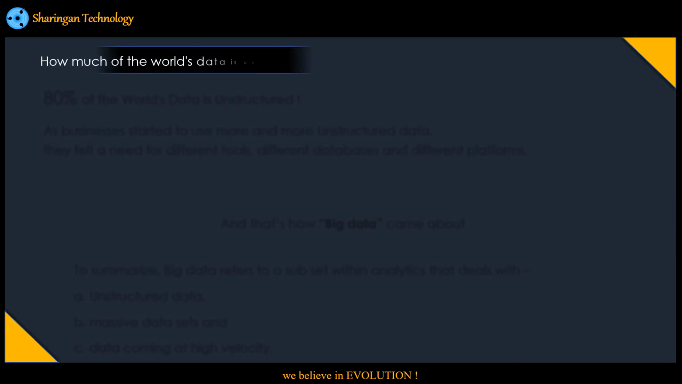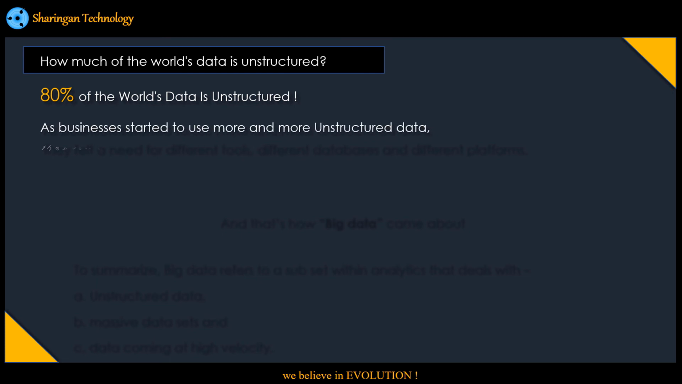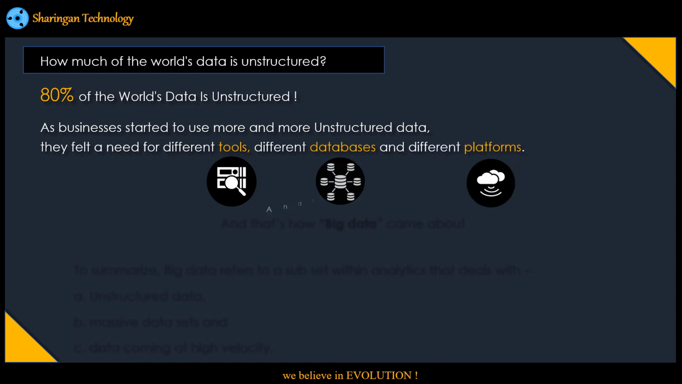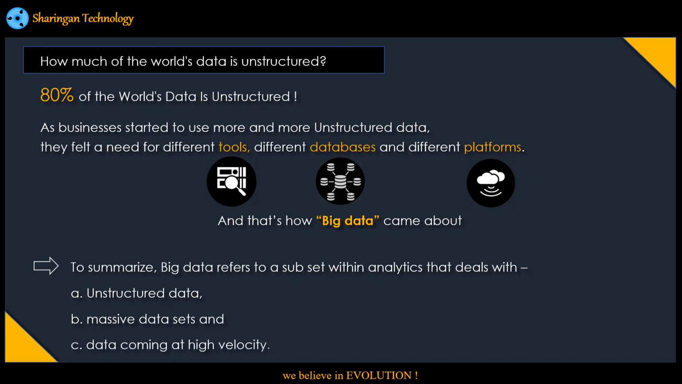Have you ever wondered how much of the world's data is unstructured? The fact is, 80% of the world's data is unstructured. As businesses started to use more and more unstructured data, they felt a need for different tools, different databases and different platforms. And that's how big data came about. To summarize, big data refers to a subset within analytics that deals with unstructured data, massive data sets, and data coming at high velocity.